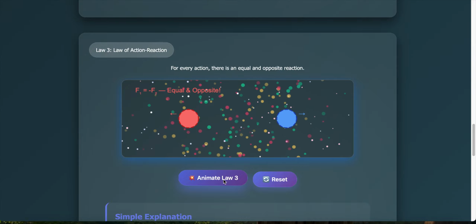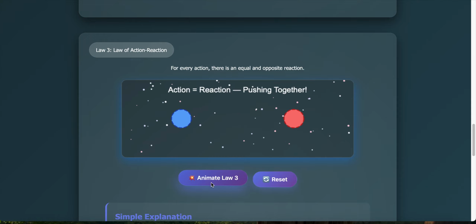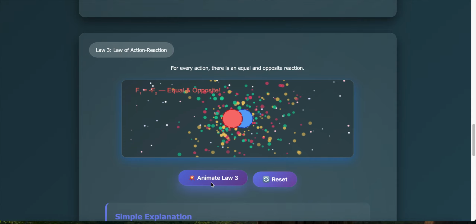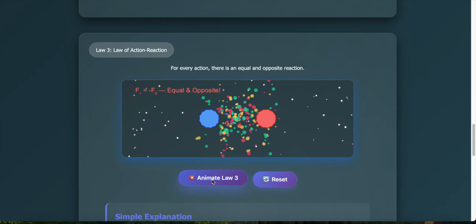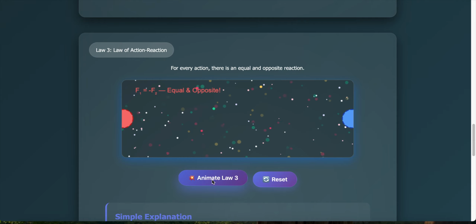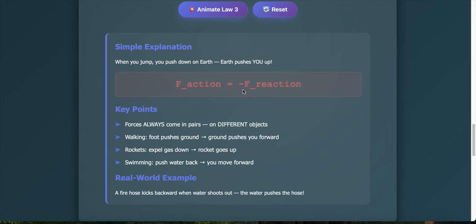See, action and opposite reaction. Correct? See there. This is the third law of motion. Again I am going to show you. There is action and an equal and opposite reaction. F action is equal to minus F reaction. This is the third law of motion.